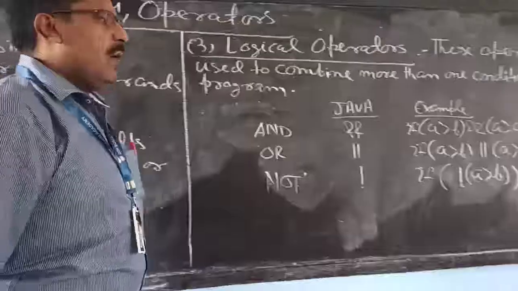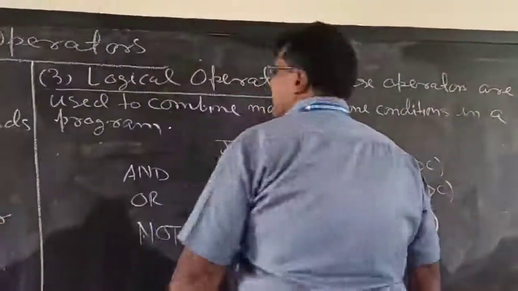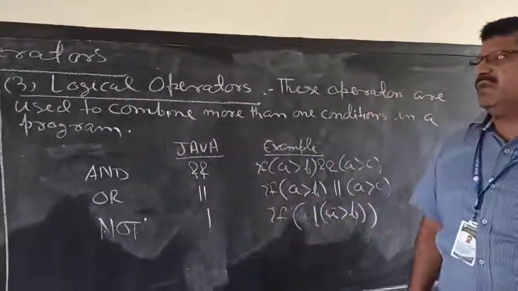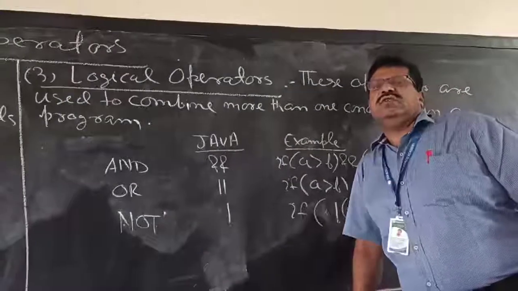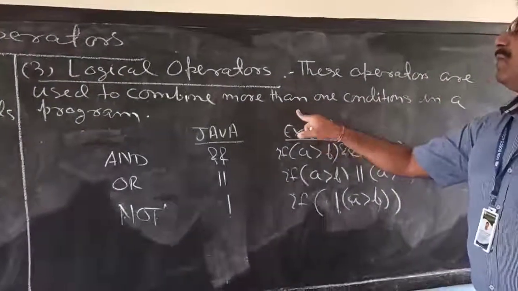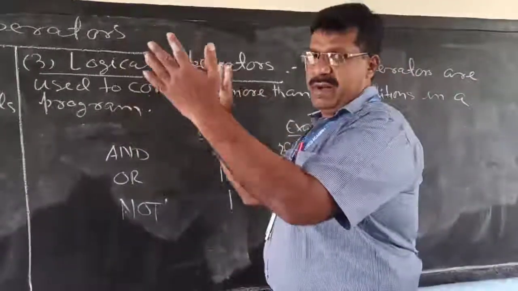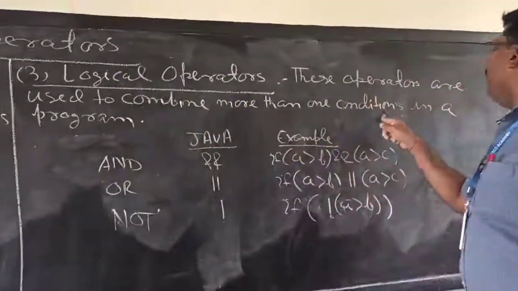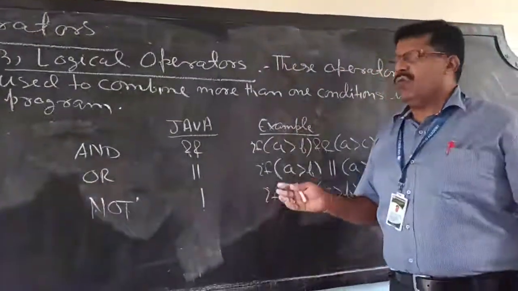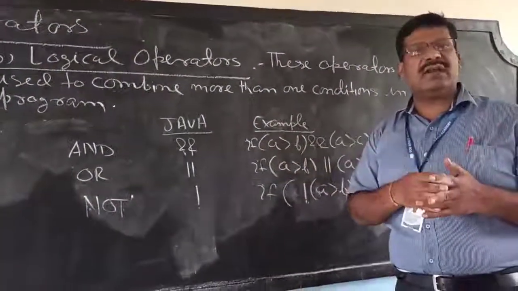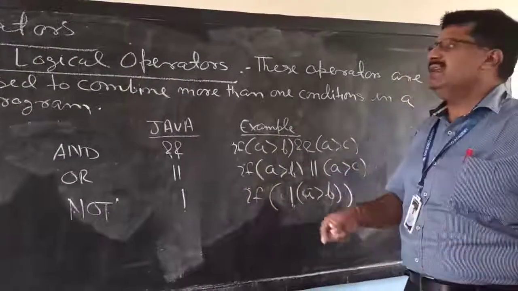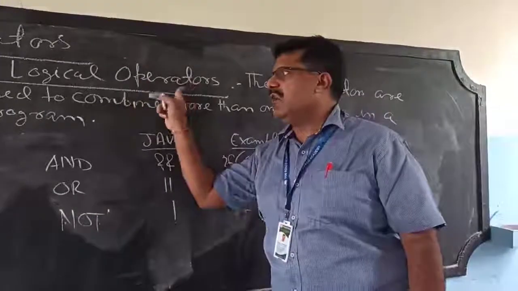Now, you have already done the arithmetic operators and relational operators. Now the third one is logical operators. So what are the logical operators? These operators are used to combine, add more than one condition in a program. When we have to combine more than one condition together, then we will use the logical operator.